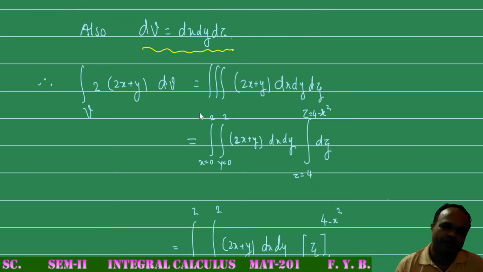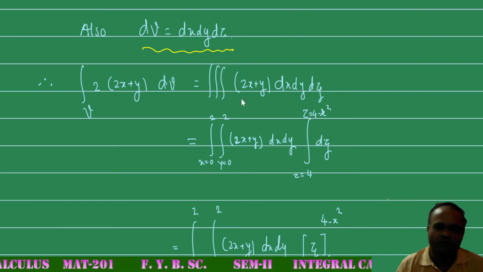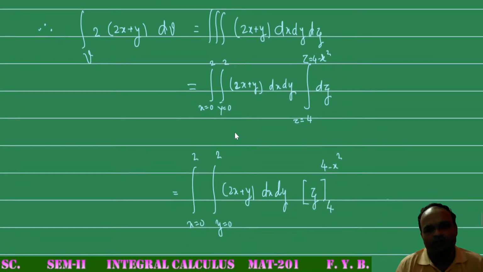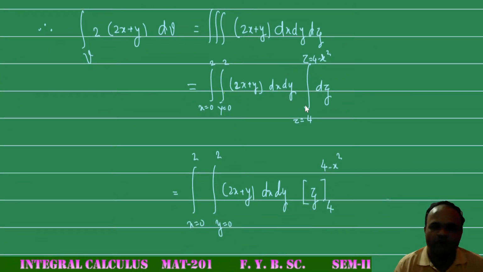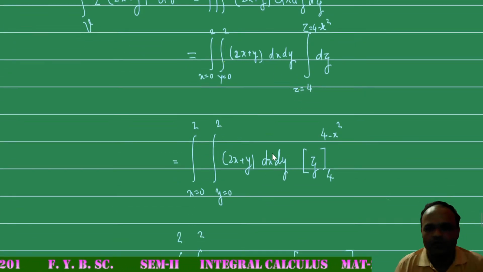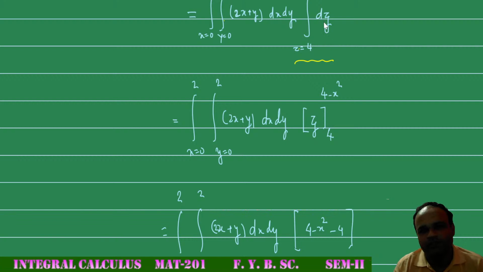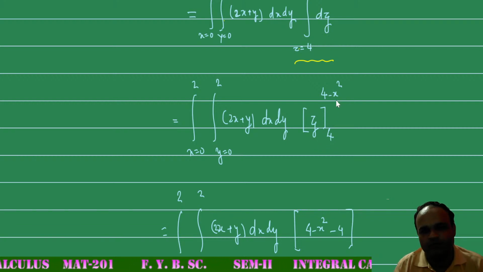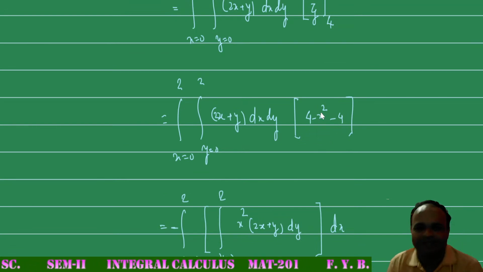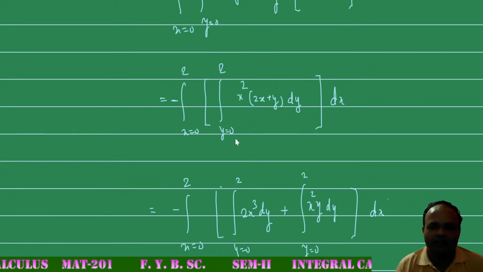So let us put all these values in this volume integral. The volume integral over v of (2x plus y) dv will be the triple integral of (2x plus y) dx dy dz. Here we put the limits of x, then y, and then z, and evaluate this triple integral. First evaluate the integral with respect to z. The integral of dz is z, with limits from 4 to 4 minus x square. So it will be 4 minus x square minus 4, which is just minus x square.